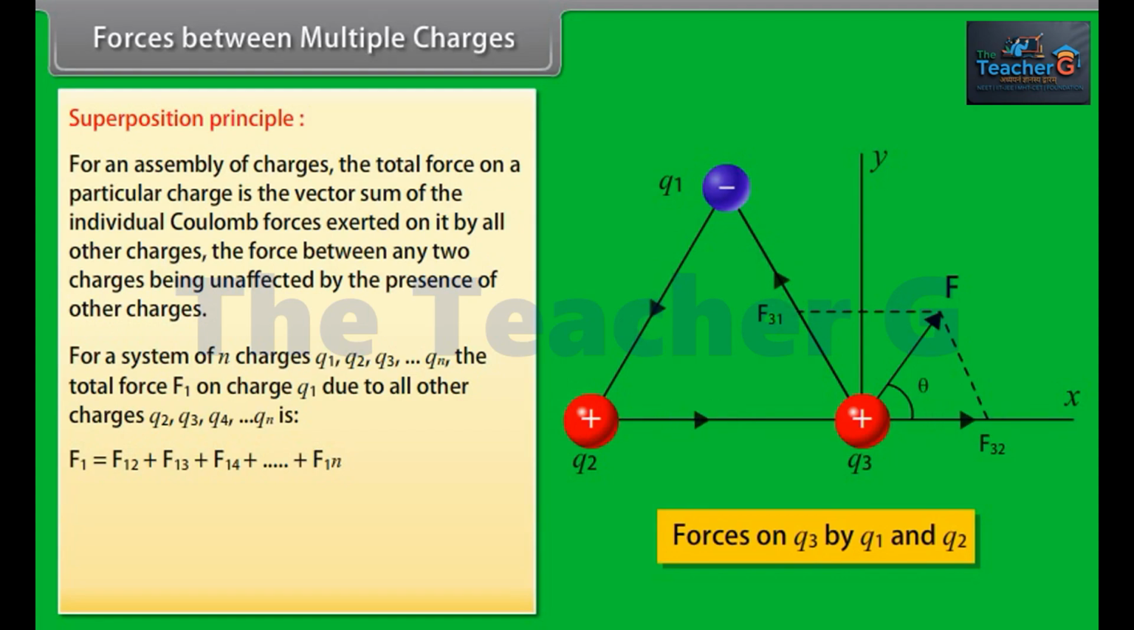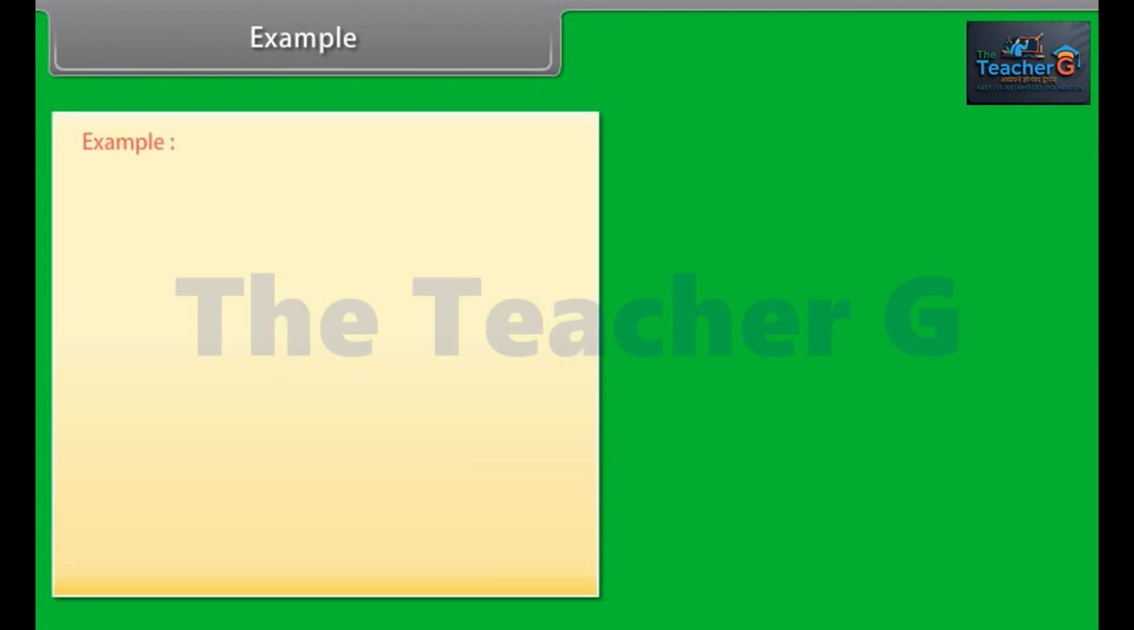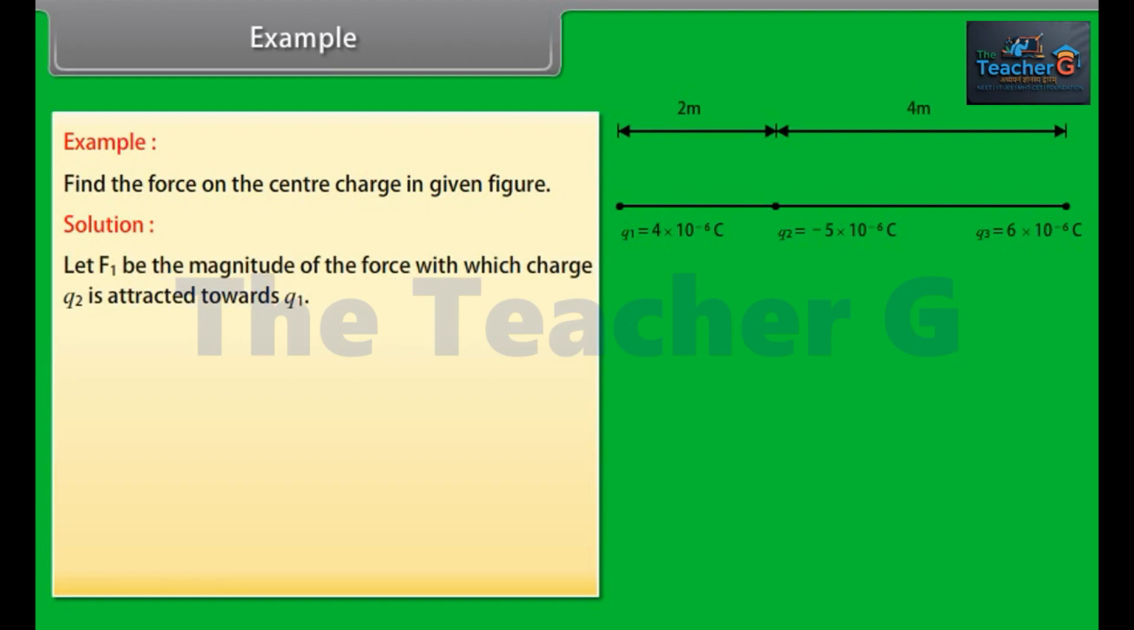This equation can be written as. Example. Let's take an example on Coulomb's law. Find the force on the center charge in the given figure. Let's see the solution. Let F1 be the magnitude of the force with which charge Q2 is attracted towards Q1.